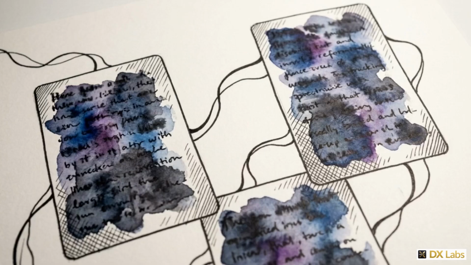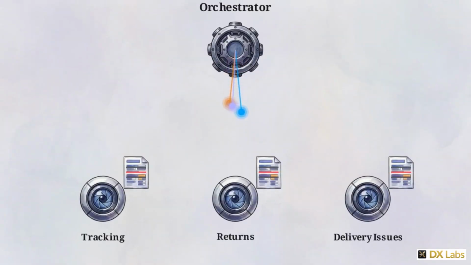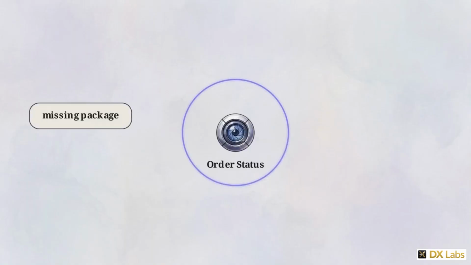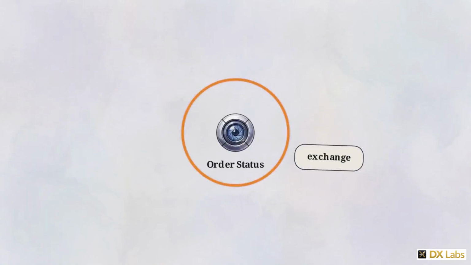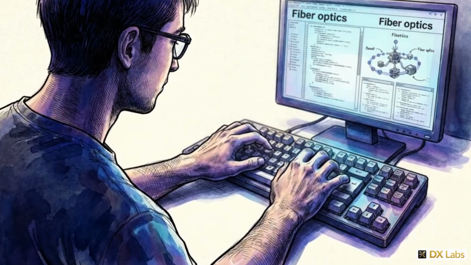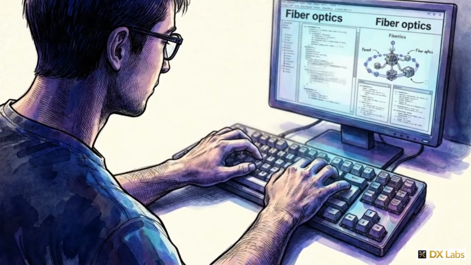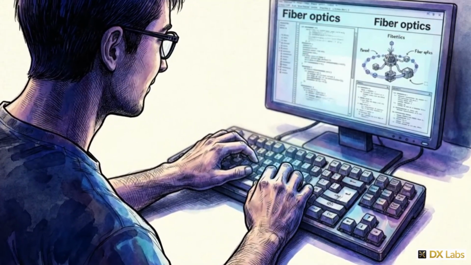But if your child agent descriptions are vague, overlapping keywords across multiple agents will cause the orchestrator to misroute the user's intent. An effective description anchors tightly on a specific domain, like order fulfillment, while strictly avoiding terms like missing package or exchange that belong to adjacent agents. When you rely on dynamic natural language matching, that plain text description serves as your absolute, unforgiving execution boundary.